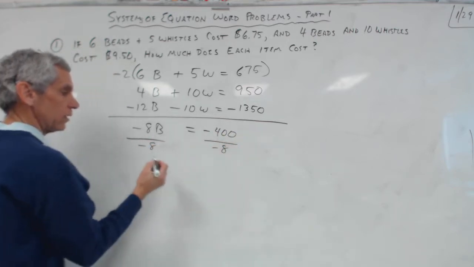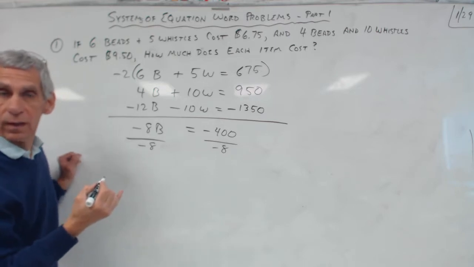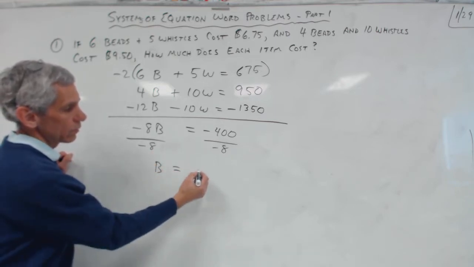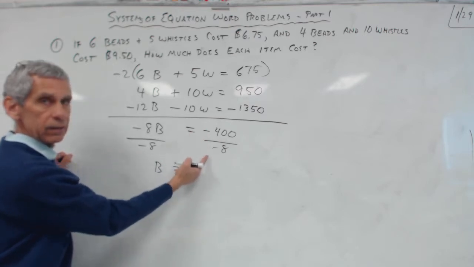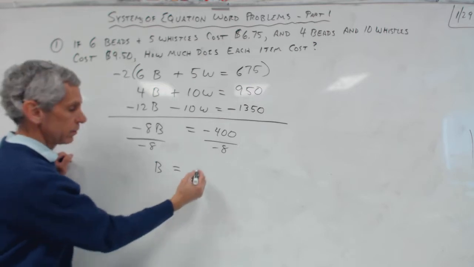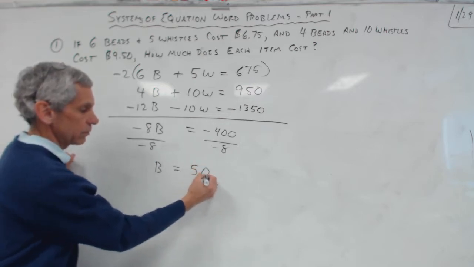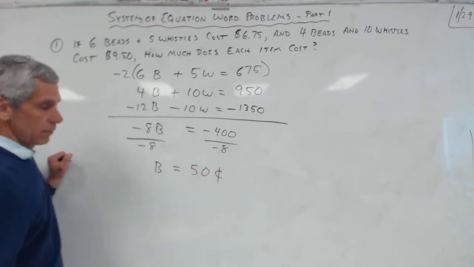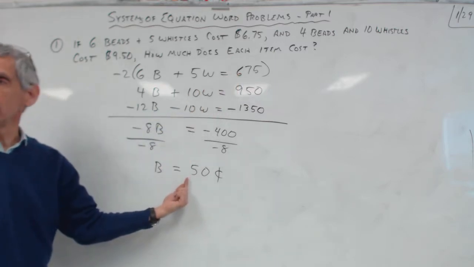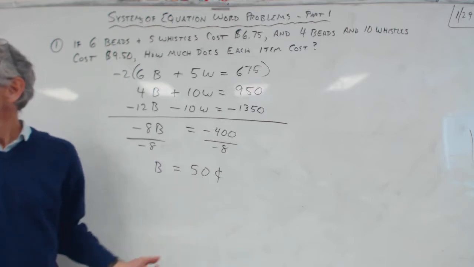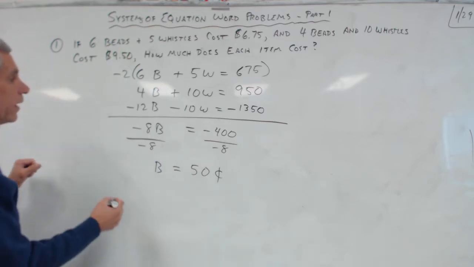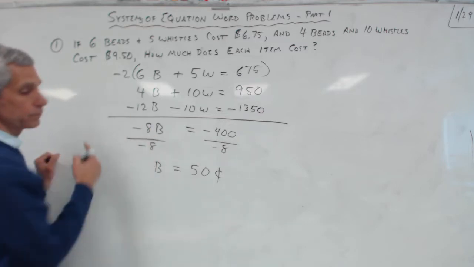You can use calculators today, by the way. So B is equal to negative divided by negative, positive 50. So 50 cents. Had we kept it at 6.75, it would have been 0.50, but it's just easier this way. Now we have to figure out what W costs.